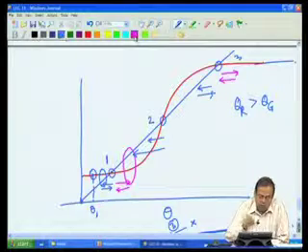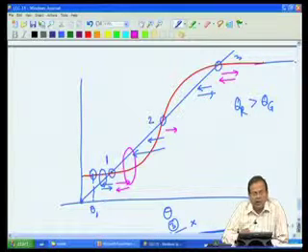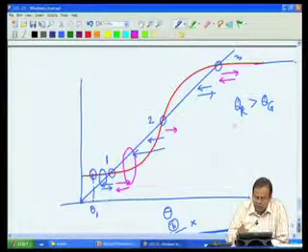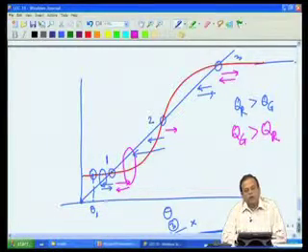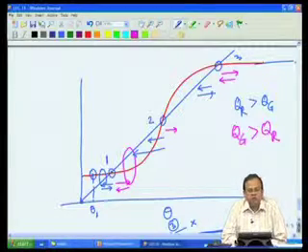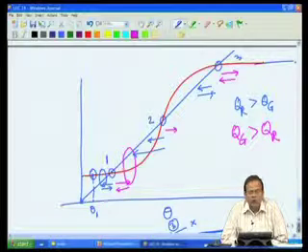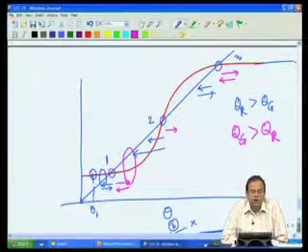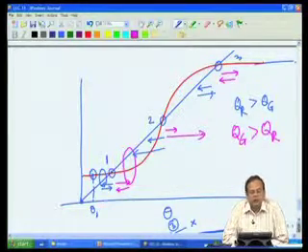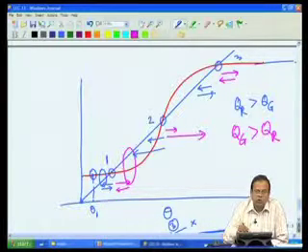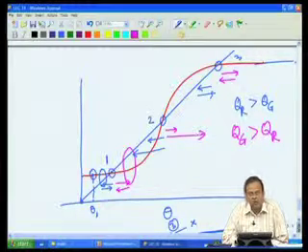Now, what will happen if I increase my temperature? If I increase my temperature, I see that QG is higher than QR. So, now QG is higher than QR. What will happen? Rate of heat generation is more than the rate of heat removal. So, we will have further increase in temperature. And how long can this go on? Till we come to this point 3, because here we saw that this is a stable steady state.